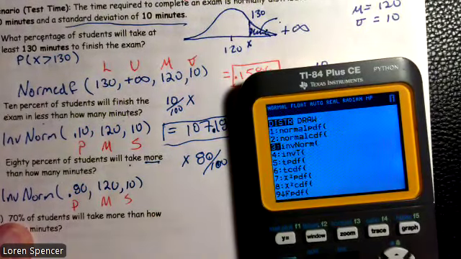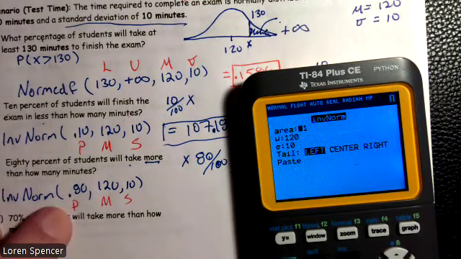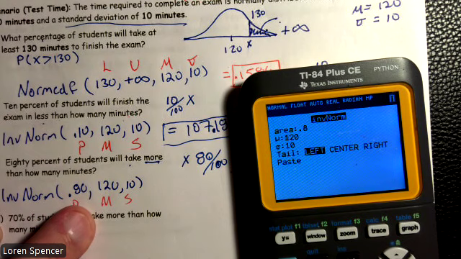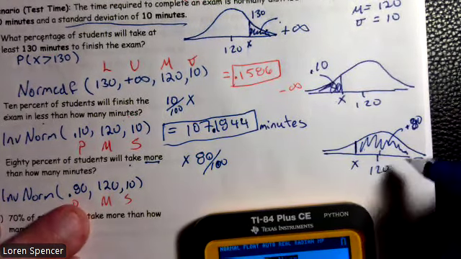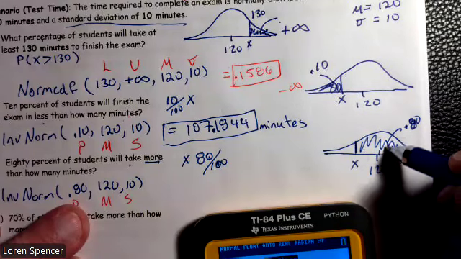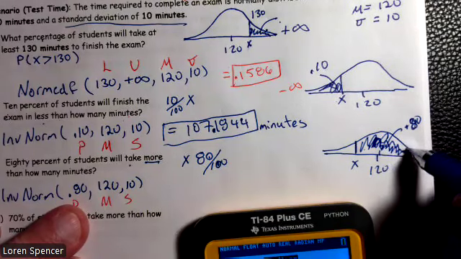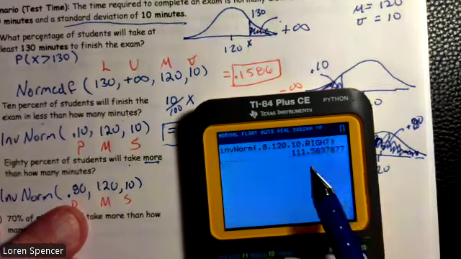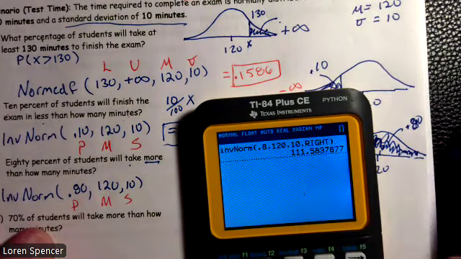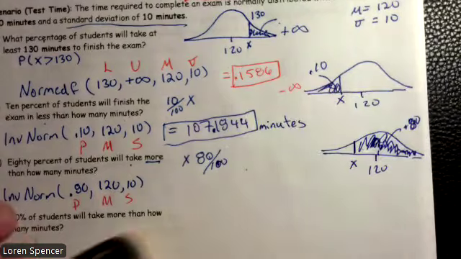Second vars, inverse norm, area 0.8, mean 120, standard deviation 10. And, oh, I've got to be careful. Even though I crossed over, we started from the right. So make sure that you're shading from the right. And we end up with 111.5837 minutes.